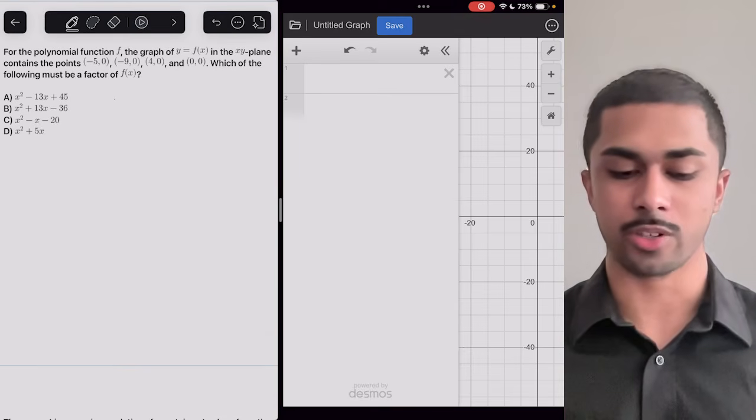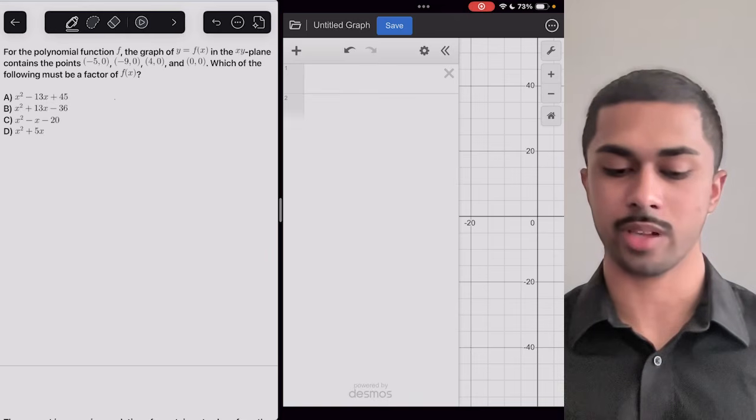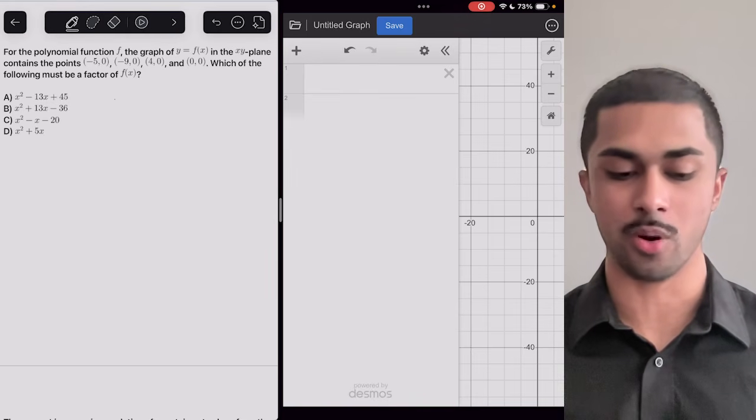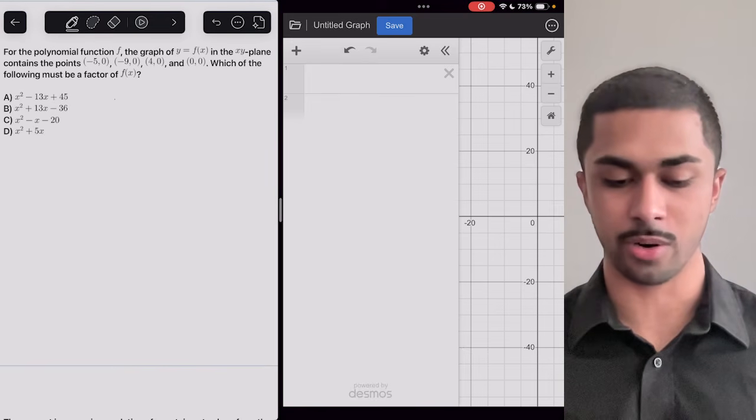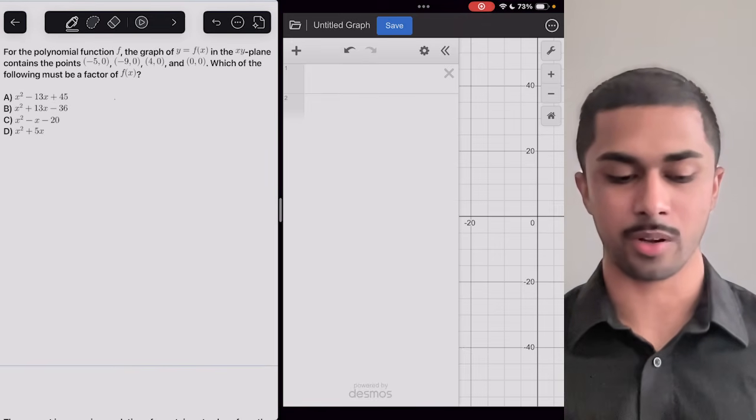For the polynomial function f, the graph of y equals f of x in the xy plane contains the points negative 5, 0, negative 9, 0, 4, 0, and 0, 0. Which of the following must be a factor of f of x?